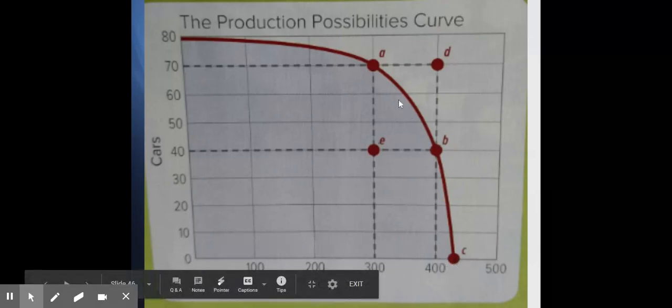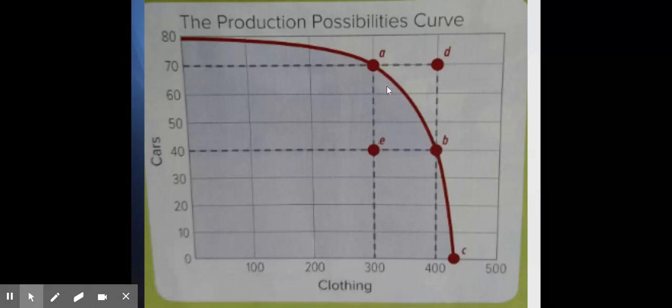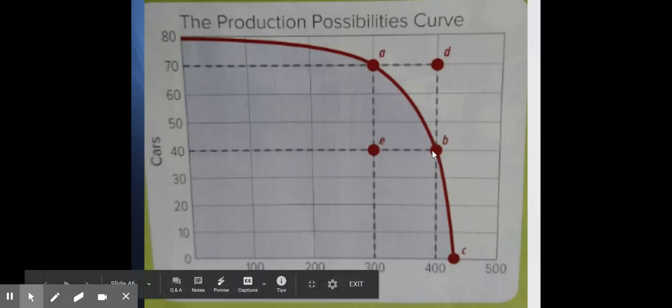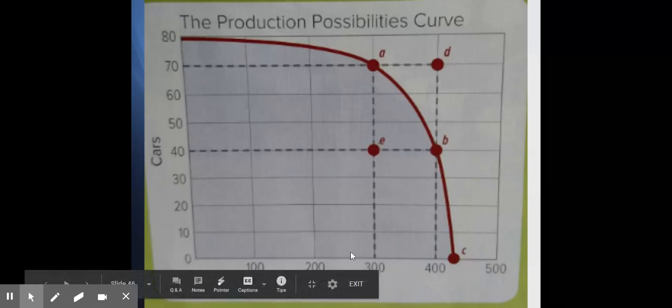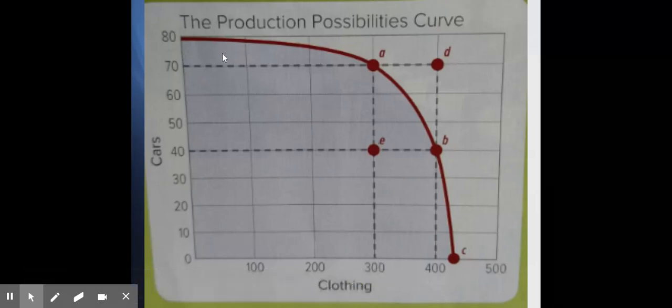So really, based on this graph, the best points to be would be at point A or point B, because the opportunity cost of moving from 400 items of clothing to 415 items of clothing is 40 cars, right? But from here, the opportunity cost from going from 0 items of clothing to 300 items of clothing is only 10 cars. Okay, so it would make more sense to be at point A or point B or any point in between.